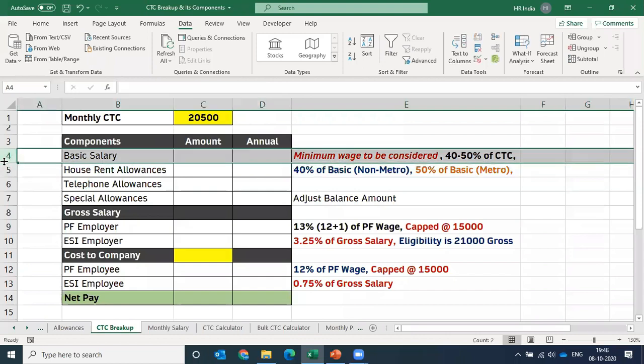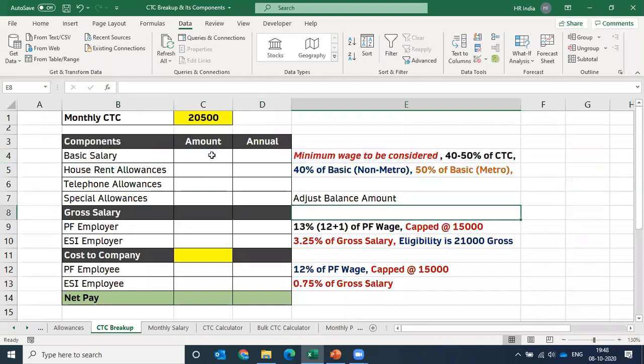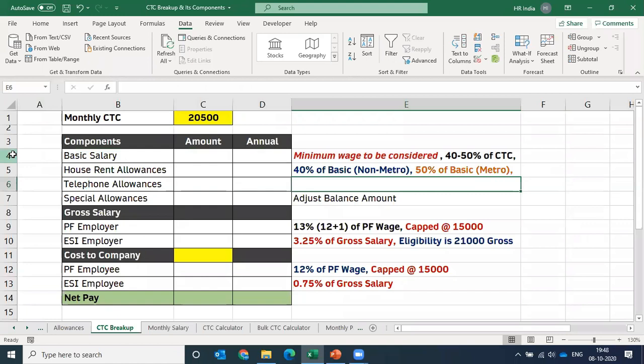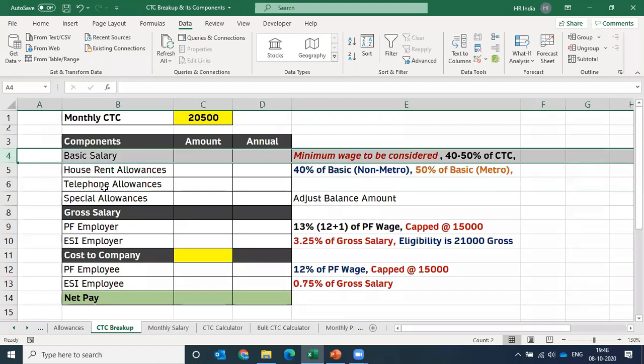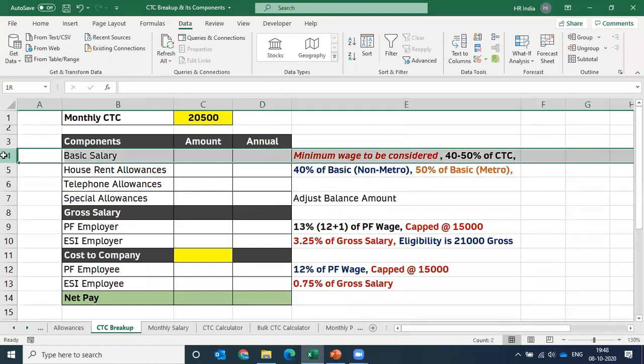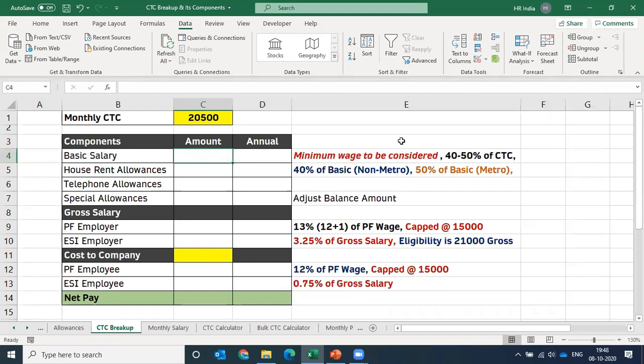basic salary is a fully taxable component. So the higher the basic salary will be, it will attract more tax liability for the employee. Higher the basic salary will be, it will attract more cost for the employer as well, because all the statutory contributions that we make apart from the ESI are usually calculated on basic salary of the employee only, right? So fixation of basic salary is very important, right? So now let's calculate the basic salary of the employee.